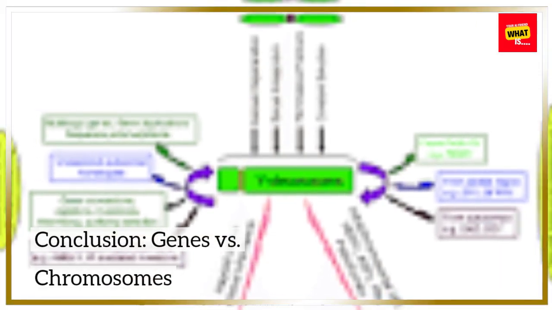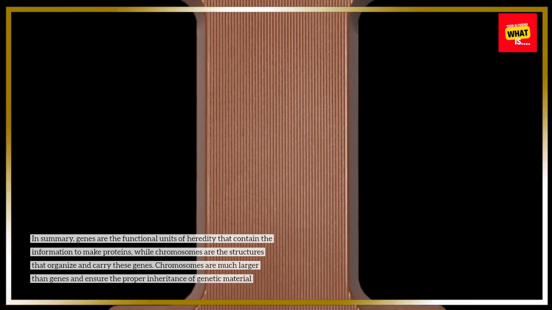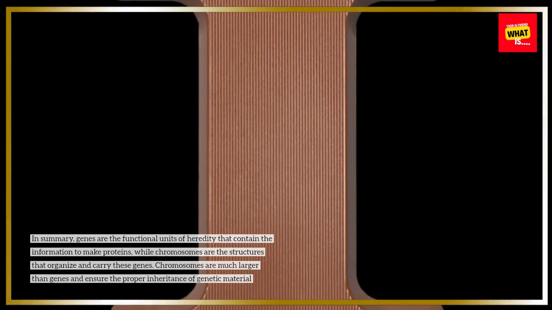Conclusion. Genes versus chromosomes. In summary, genes are the functional units of heredity that contain the information to make proteins, while chromosomes are the structures that organize and carry these genes. Chromosomes are much larger than genes and ensure the proper inheritance of genetic material.